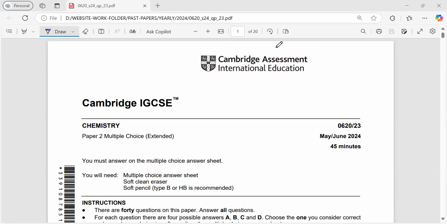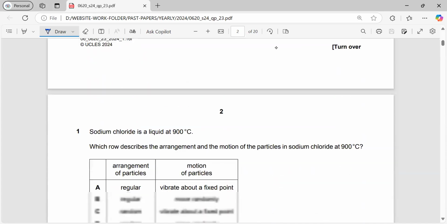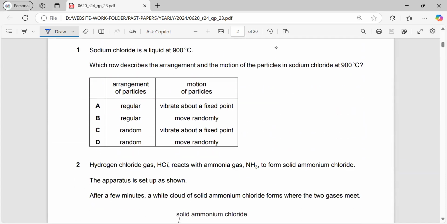Hey guys, today we'll be doing May-June 2024 paper 2, variant 3. So let's start it. Question number 1.